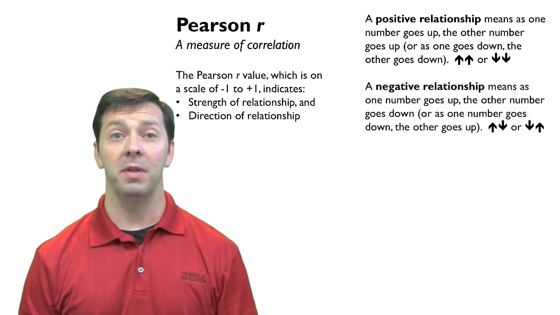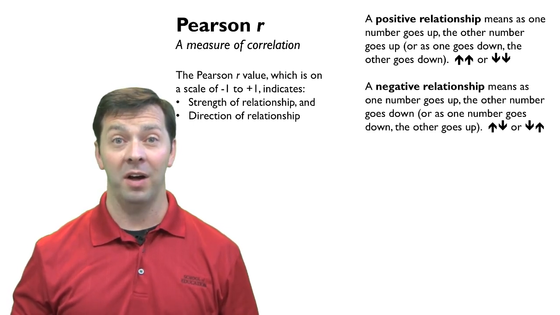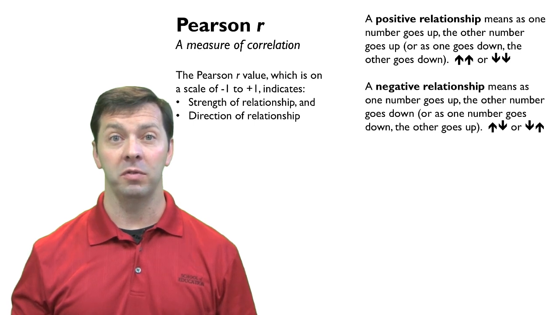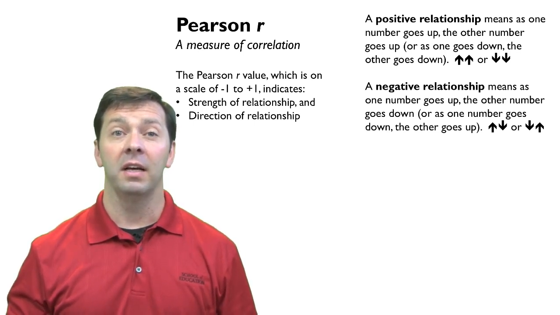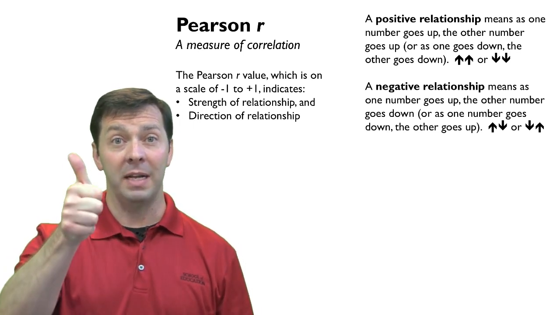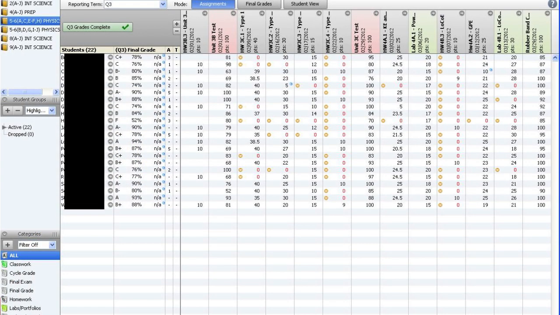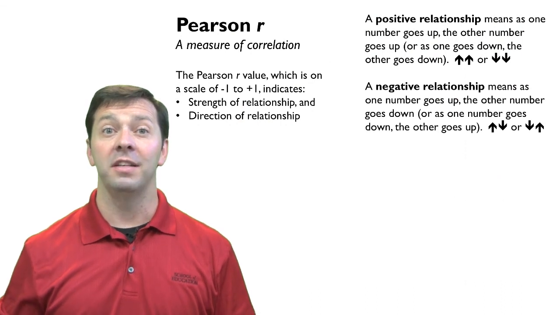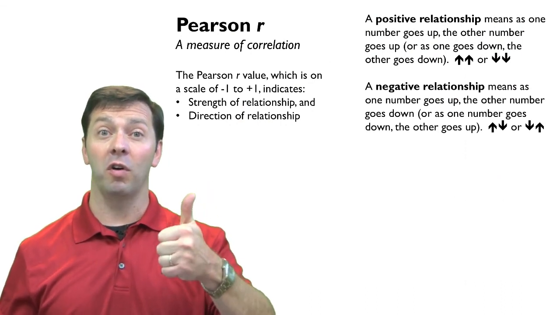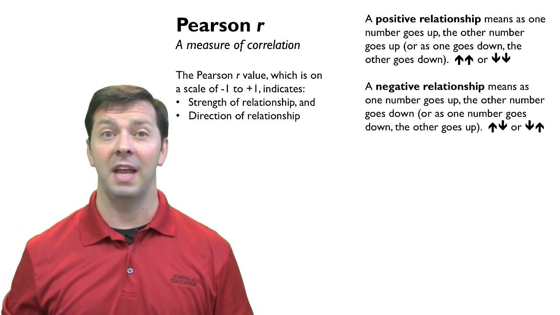A negative relationship then is, I guess you would think of it, just the opposite. As one number goes up, the other number goes down. Or as one number goes down, the other number goes up. There's two different ways to kind of look at it. There's the arrows there to represent symbolically what I'm talking about, or as one number goes up, meaning thumbs up, the other one would be like thumbs down, the other goes down. An example of a negative relationship would be something like maybe the number of incomplete assignments in a class and then the overall grade in that class. As the number of incomplete assignments goes up, the overall grade for that course generally goes down. So there would be a negative relationship between those two sets of data.